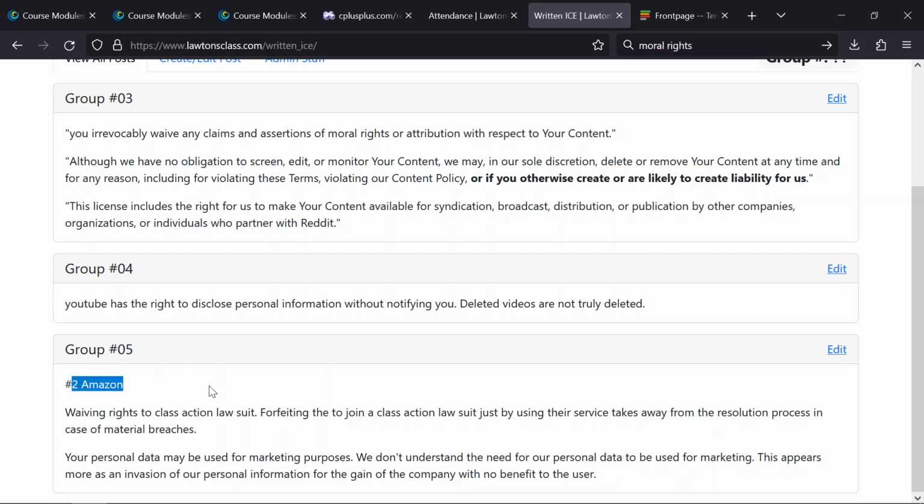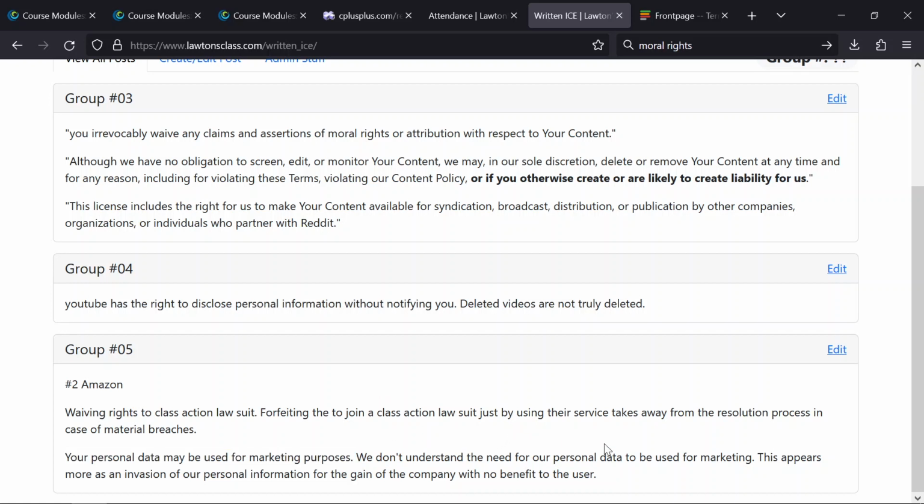And then, let's see, group number 5 did Amazon. Nice. And I guess if you use Amazon, you promise to not sue them just by using Amazon. That's unfortunate. You forfeit the right to join a class action lawsuit just by using their service. Oh, goody. That's unfortunate. Your personal data may be used for marketing purposes. This "may" is probably a "will," right?